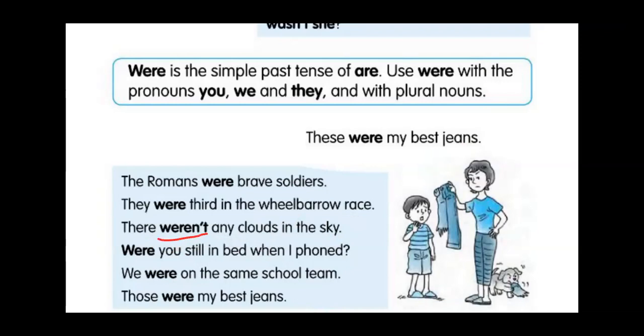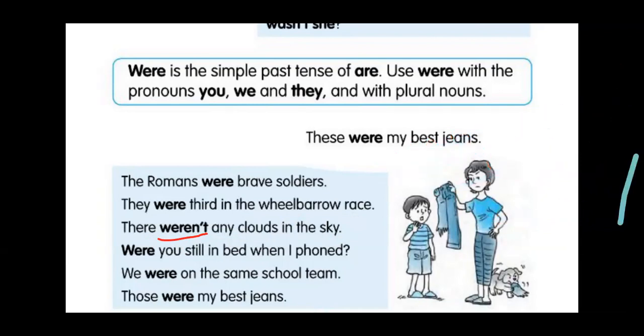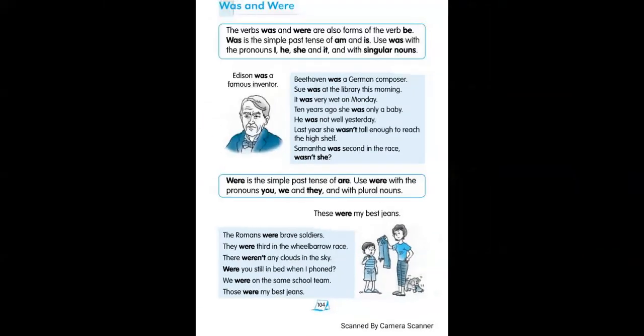a contraction. You know contractions, right? Contractions are nothing but short forms. Were not will become weren't, with an apostrophe t. When you are agreeing with something, you will say were, and when you are not agreeing with something, you will say not. So weren't. Were not. The contraction is weren't.